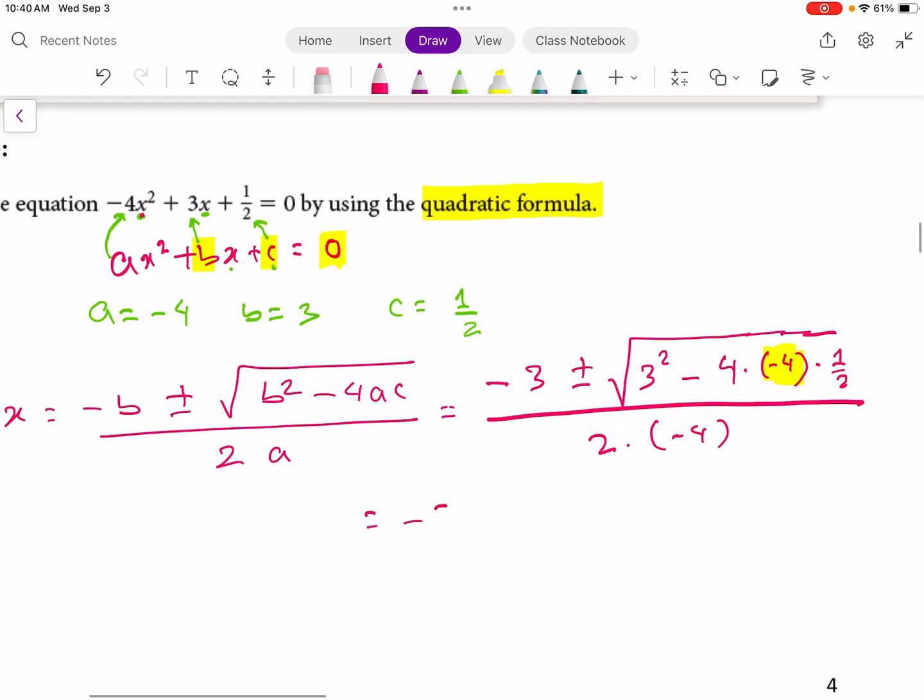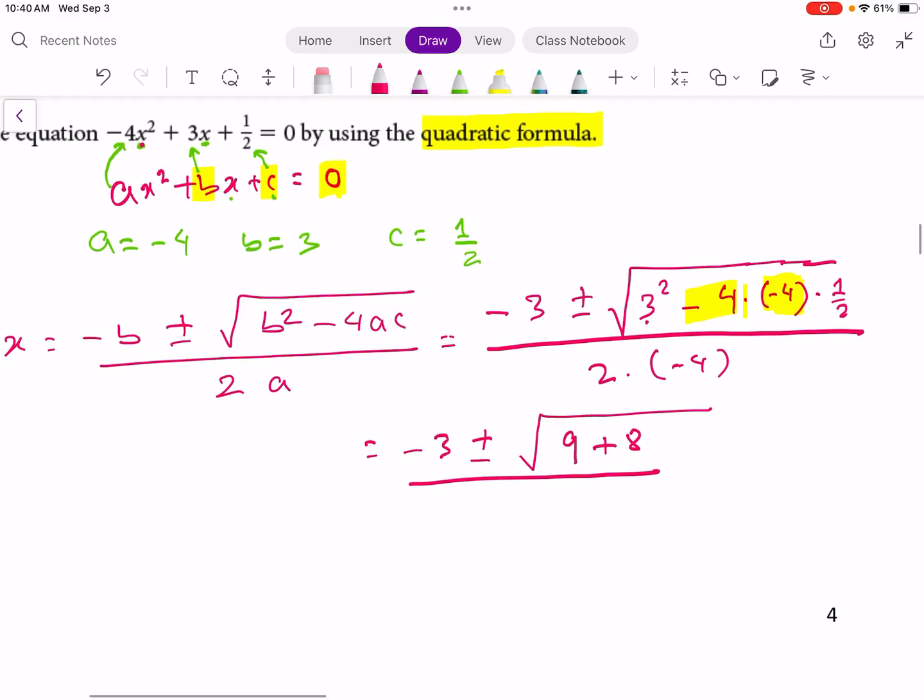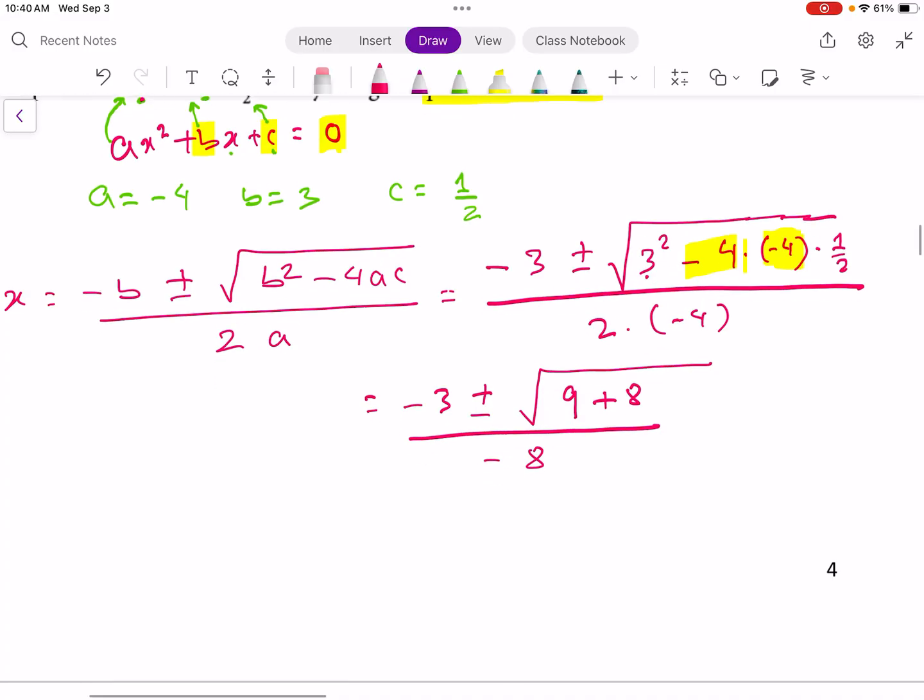Now let's simplify here. So we have -3 as it is, plus or minus the square root. What is 3 squared? 9, right? Now, negative 4 times negative 4. We are multiplying here. Negative 4 times negative 4 is positive 16, times 1/2 is 8. Positive 8. So, divided by 2 times negative 4, that is negative 8. I skipped that and multiplied all these together.